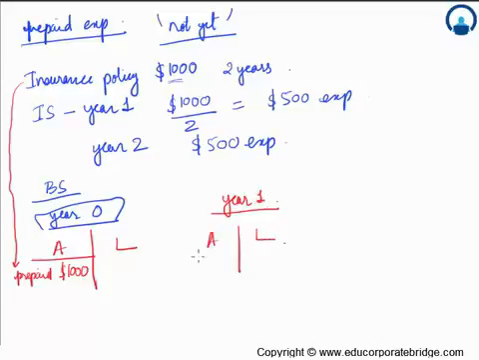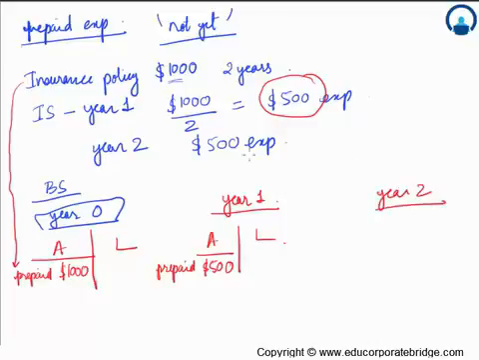Now what about year 1, asset and liabilities? Now between year 0 and year 1 you have actually used up an expense of $500. So the remaining amount of prepaid expense here is actually $500. And what about year 2? In year 2 you would have used another $500, so your asset and liability here, prepaid expense, will be $0.